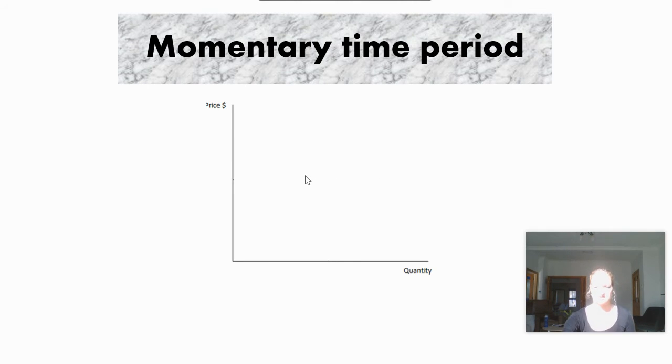So this is what our graphs will look like. In the momentary time period, we have a vertical supply curve, because it shows that regardless of the price, the quantity supplied cannot change.